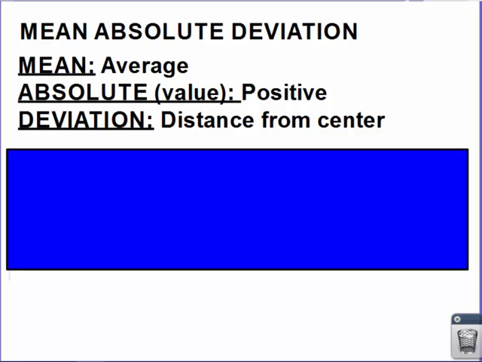Well, absolute value of a number is always its positive distance away from zero. So absolute value is going to be positive. Deviation means distance from the center, or in this case, it's going to be distance from the mean. So when I say mean absolute deviation, what I'm referring to is the average positive distance a number is from the center or from the mean.